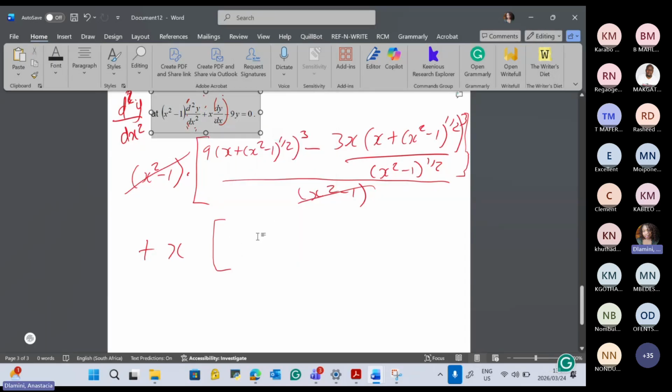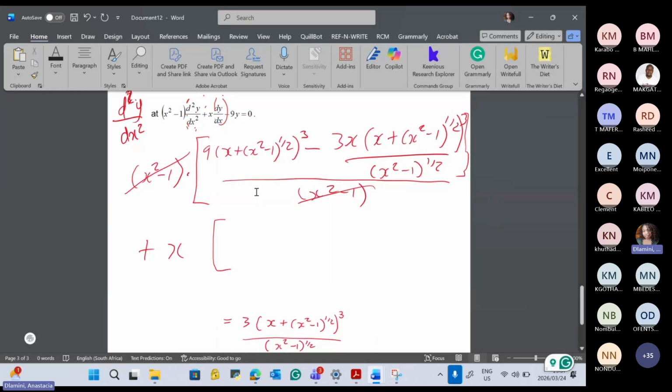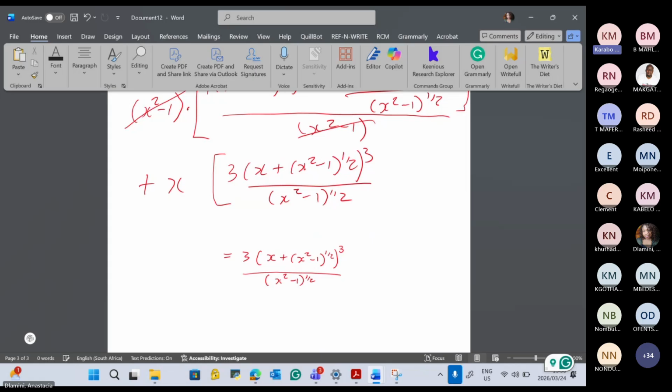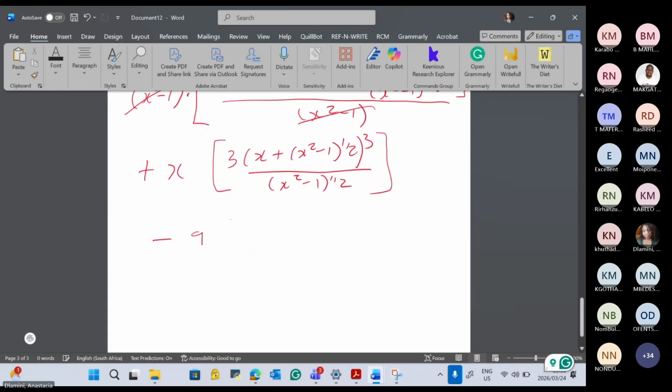Okay. I don't know why it's not pasting. So it's 3x times (x plus the square root of x squared minus 1) to the power of half, over the square root of x squared minus 1, plus minus 9. What was our y? Yes, it's minus 9.